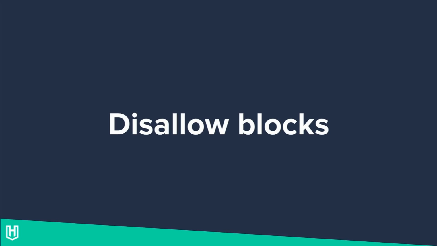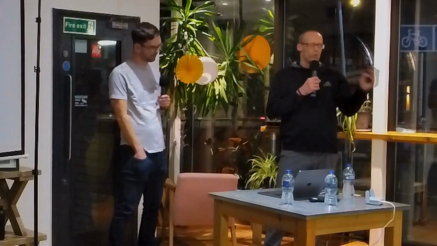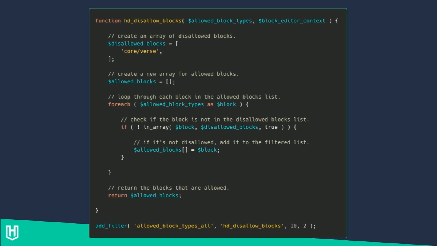Over to Mark. One of the things we want to do is disallow some of the blocks. WordPress comes with loads of blocks, probably 50 odd, which is quite confusing for clients because they don't use a lot of them. They don't really understand what they are. One of the things we can do is disallow them, and it's relatively easy to do with PHP, which is nice. I like PHP.